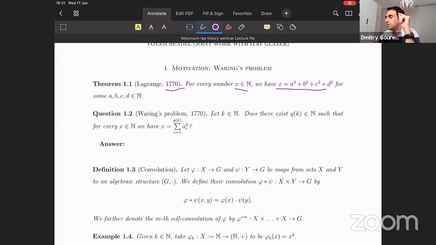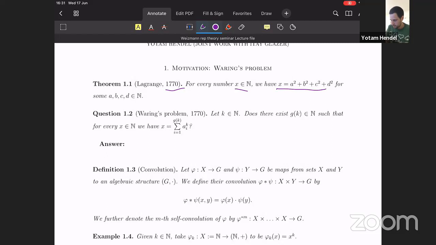Yotam, I apologize. I forgot to say that I just shared the file in chat, so everyone is welcome to scroll it on their own. Okay, good. So the file that you have has some more remarks than this file, but I will annotate on this file, adding hopefully more things.